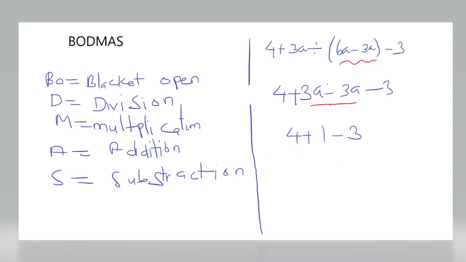Of course, we have an addition here, which is 4 plus 1. Now 4 plus 1 will be equal to 5, then minus 3. Now the last operation is subtraction, and here it is. Now the answer at the end will be equal to 2. This is how we deal with BODMAS.